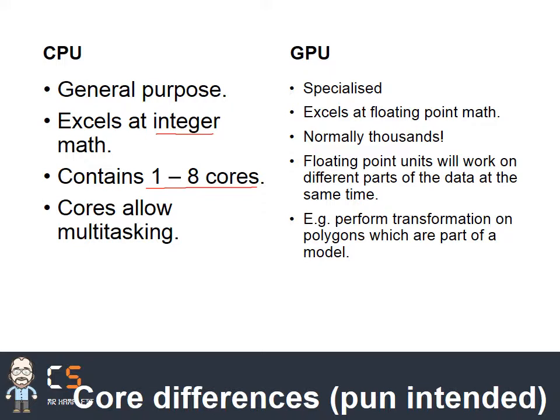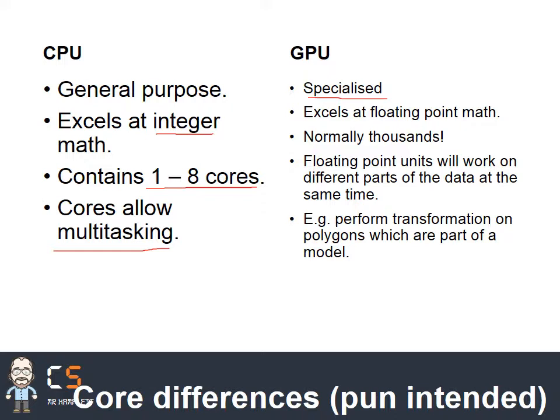Depending on the CPU, depending on how many cores it will have, but it tends to have between 1 and 8 cores. And our cores allow multitasking. Now remember, multitasking is not the same as parallel computing. What it does is it allows us to run more than one process at the same time. I can code my program so it can use multiple cores at the same time, but for the most part it tends to be just normal multitasking.